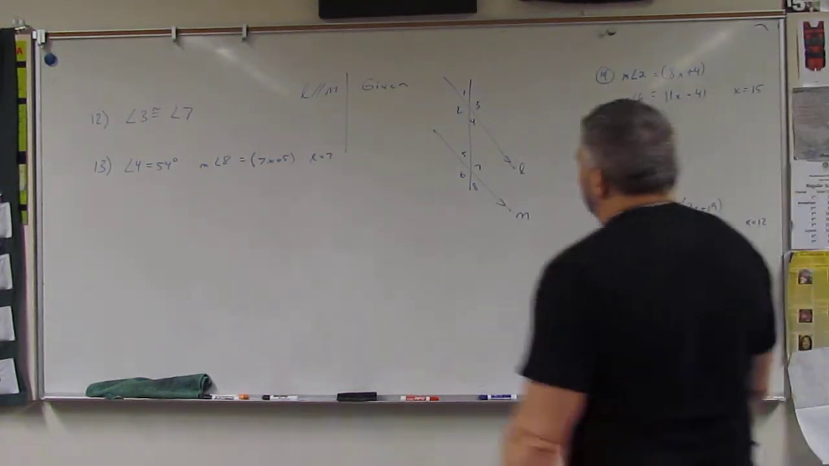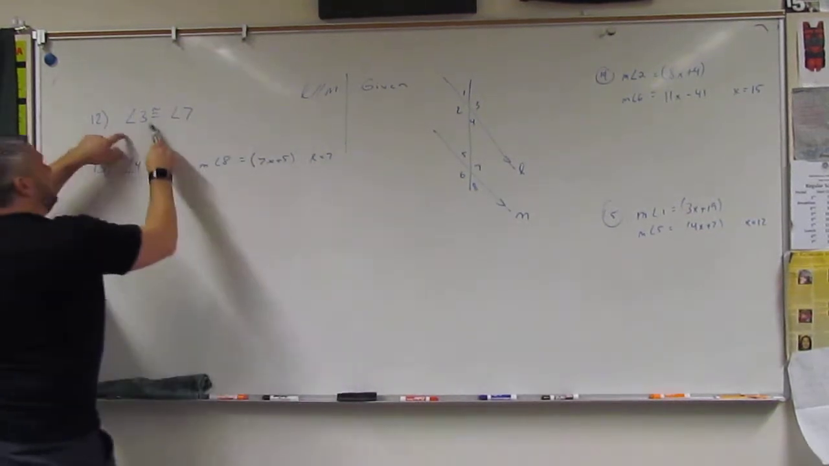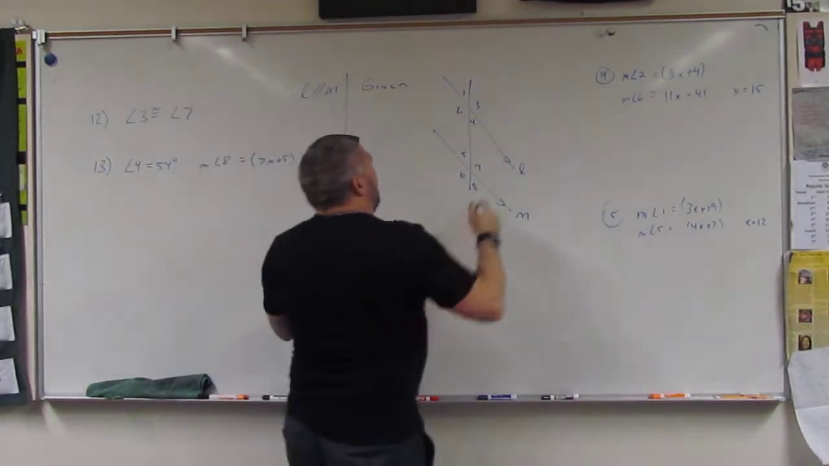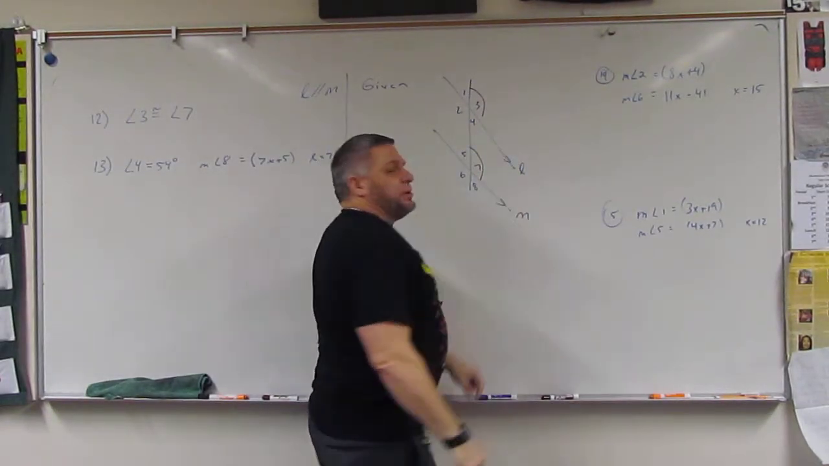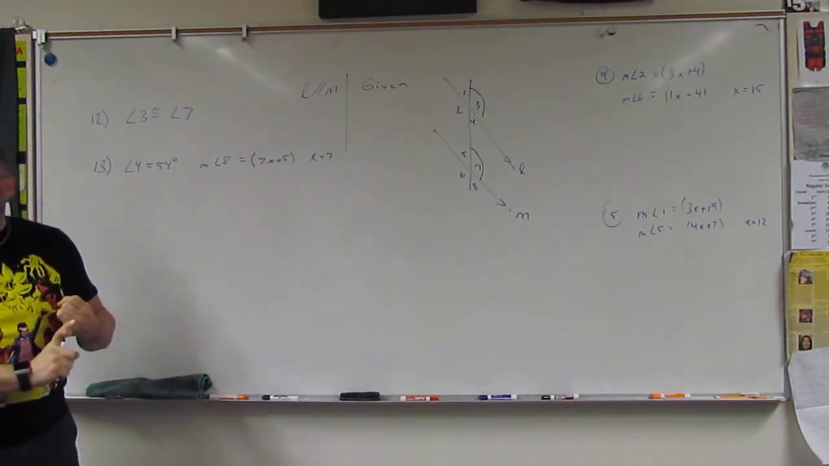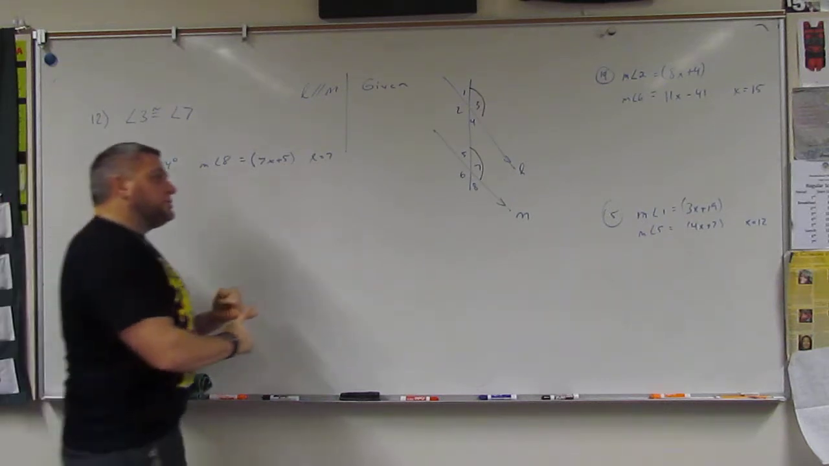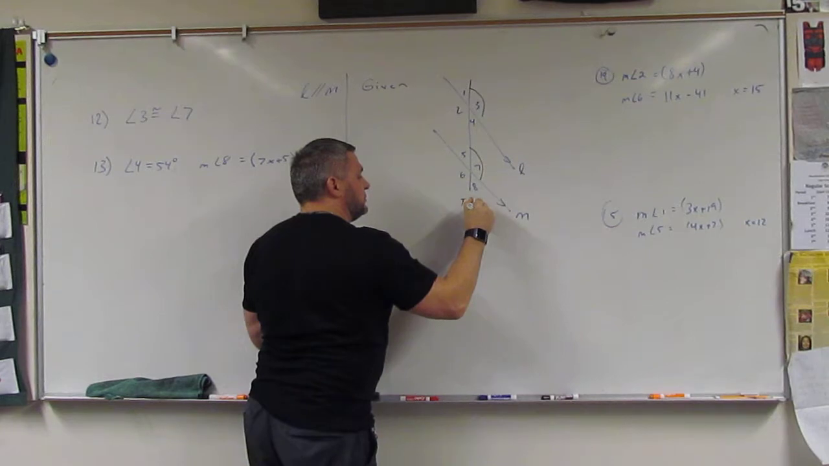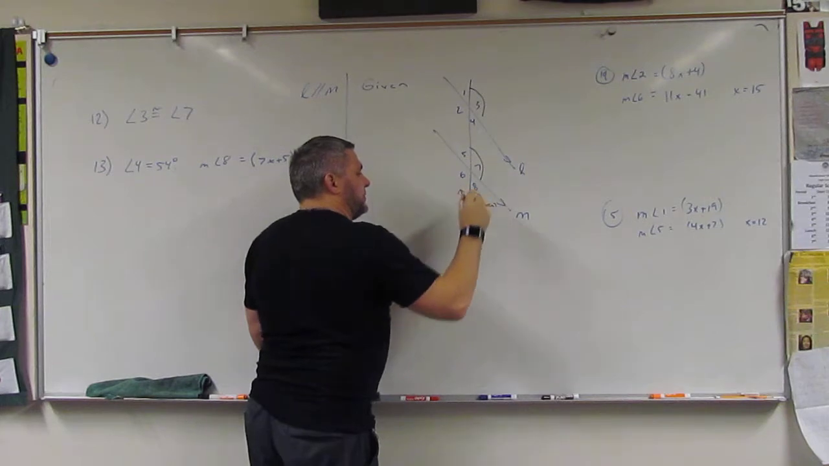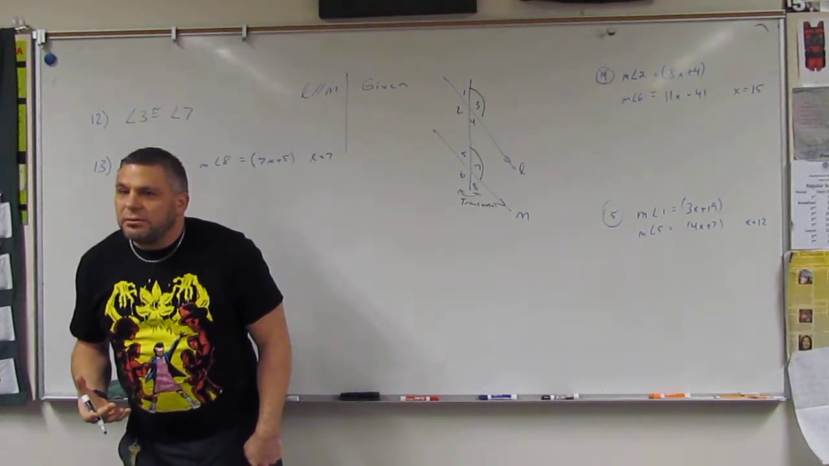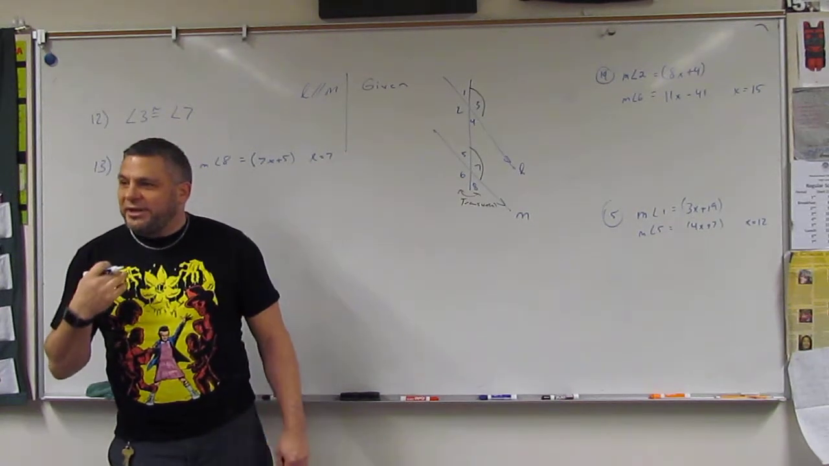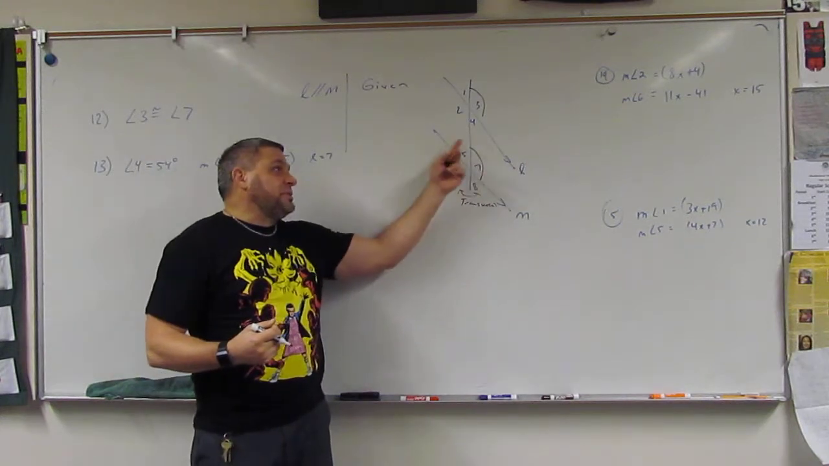Let's do this. Number 12. Okay, 12 is stating that angle 3 is congruent to 7. So, what would we use to say that these are congruent? What are those angles? Are they alternating sides? Do they alternate across the transversal? Do they go across both sides? Are they alternating?